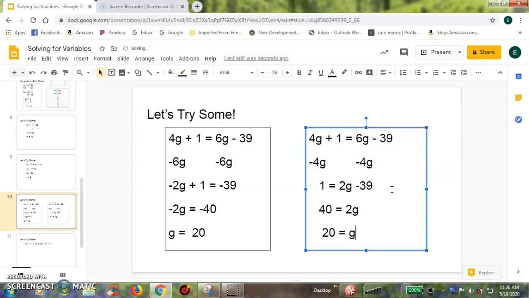Right, you will get some picky teachers who, when you're writing your final answer, always want you to put the variable first. So if that's the case, no problem. If 20 equals g, then g equals 20. All right, so you would just switch the order around like that, right? I guess some teachers consider that good form. I don't care if it's written this way or this way.